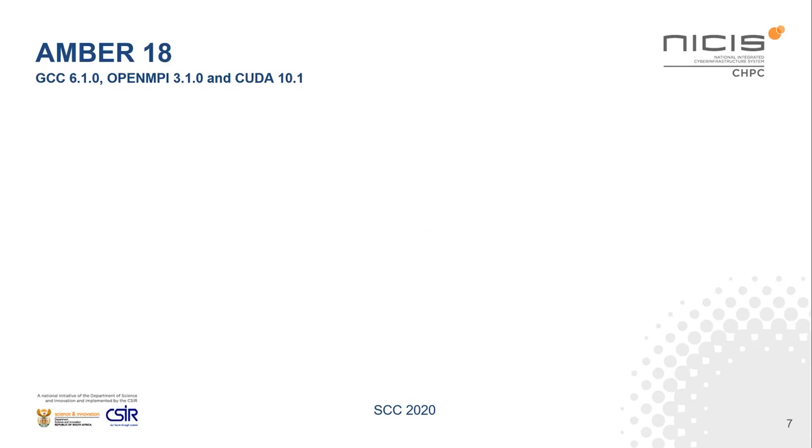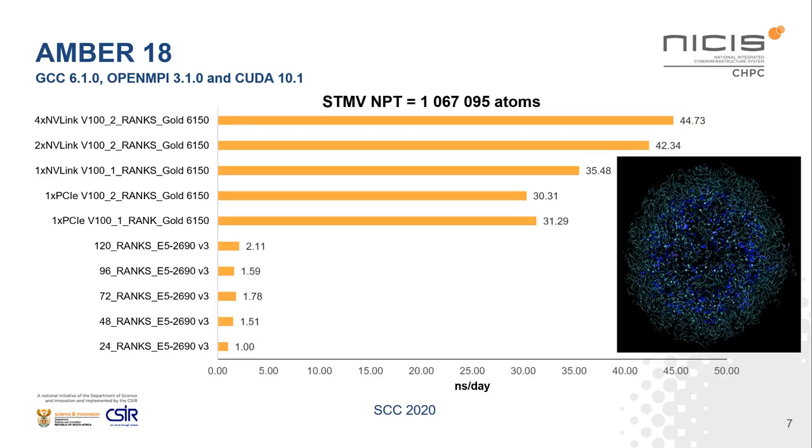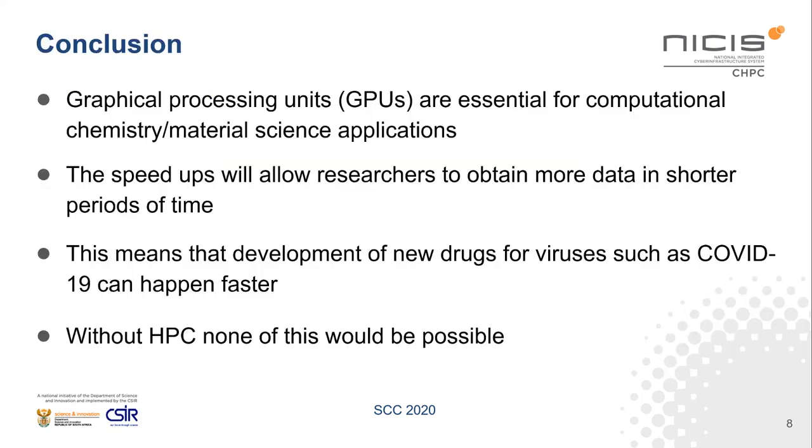The last application we are going to look at is AMBER. This is also a biological modeling application. Here again, I've listed the compilers which I've used in order to get this application up and running. From the results, we once again see that running this application on graphical processing units is substantially faster than running it on the central processing units. In essence, you can see that GPUs are essential for applications such as this.